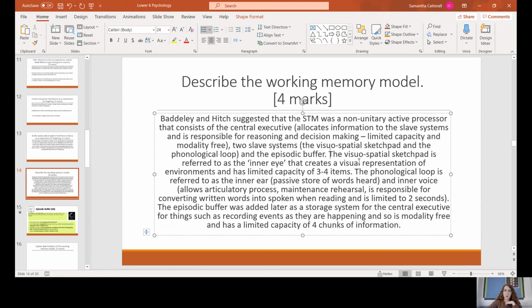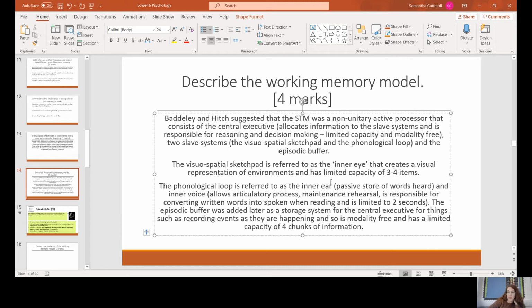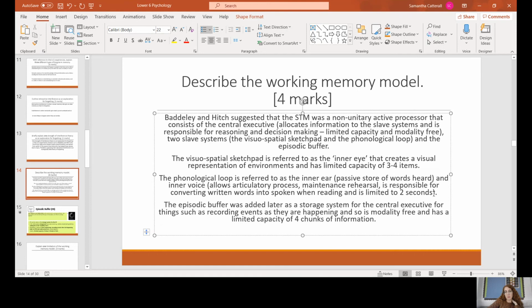The visual spatial sketchpad is referred to as the inner eye that creates visual representation of environments and has limited capacity of 3 to 4 items. The phonological loop is referred to as the inner ear, passive store of words heard, and inner voice allows articulatory process, I know I said that wrong, maintenance rehearsal, and is responsible for converting written words into spoken when reading and is limited to 2 seconds, and the episodic buffer was added later as a storage system for the central executive for things such as recording events as they are happening, and so is modality free and has a limited capacity of 4 chunks of information.